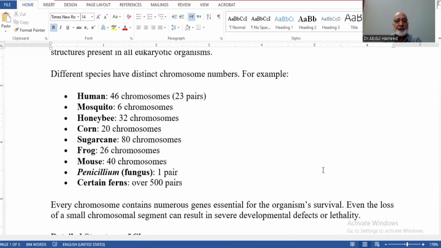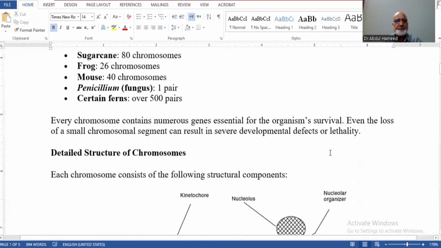Certain ferns may have 500 pairs of chromosomes. So the number of chromosomes does not depend upon the complexity of the organism. It is just a number of chromosomes, so it doesn't ensure a complex nature.